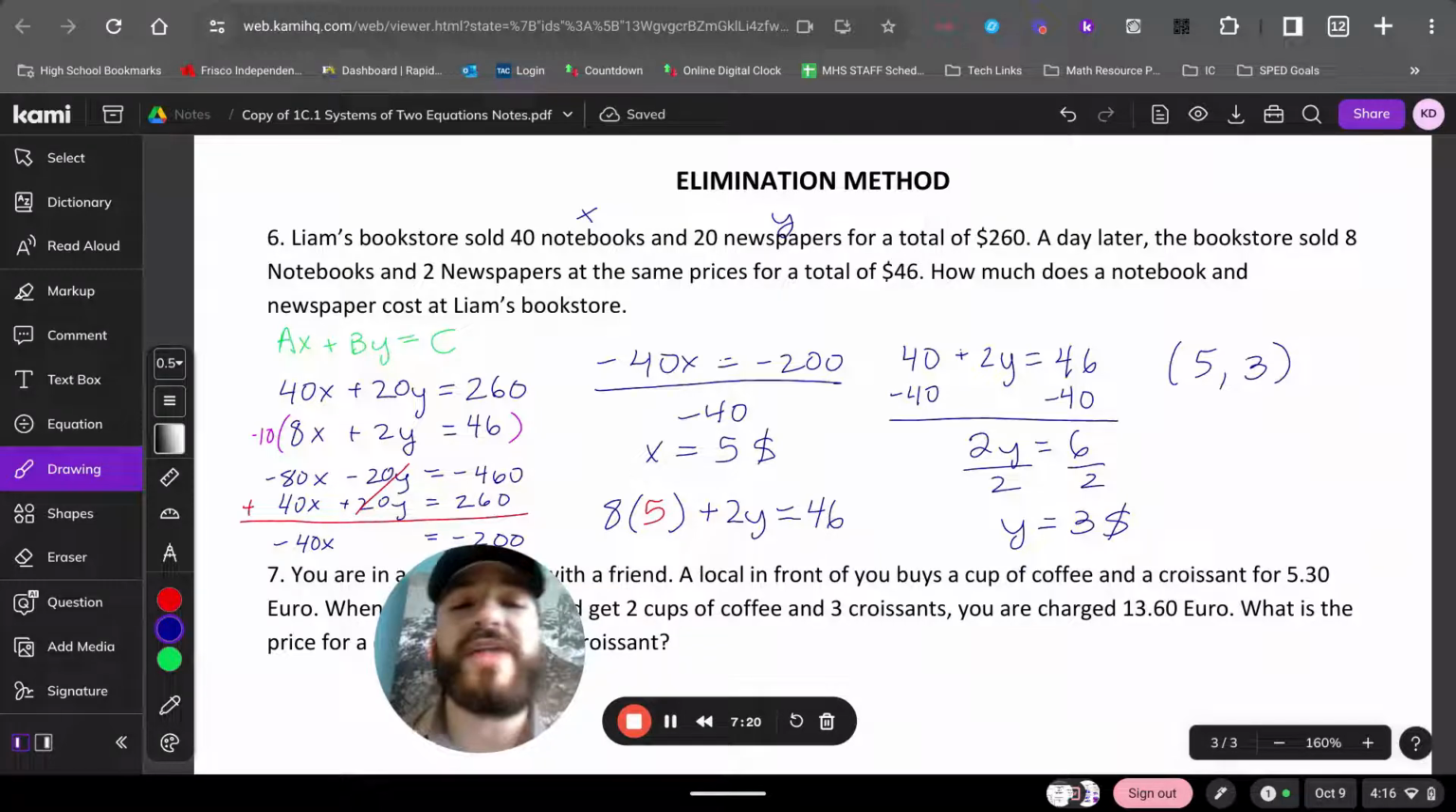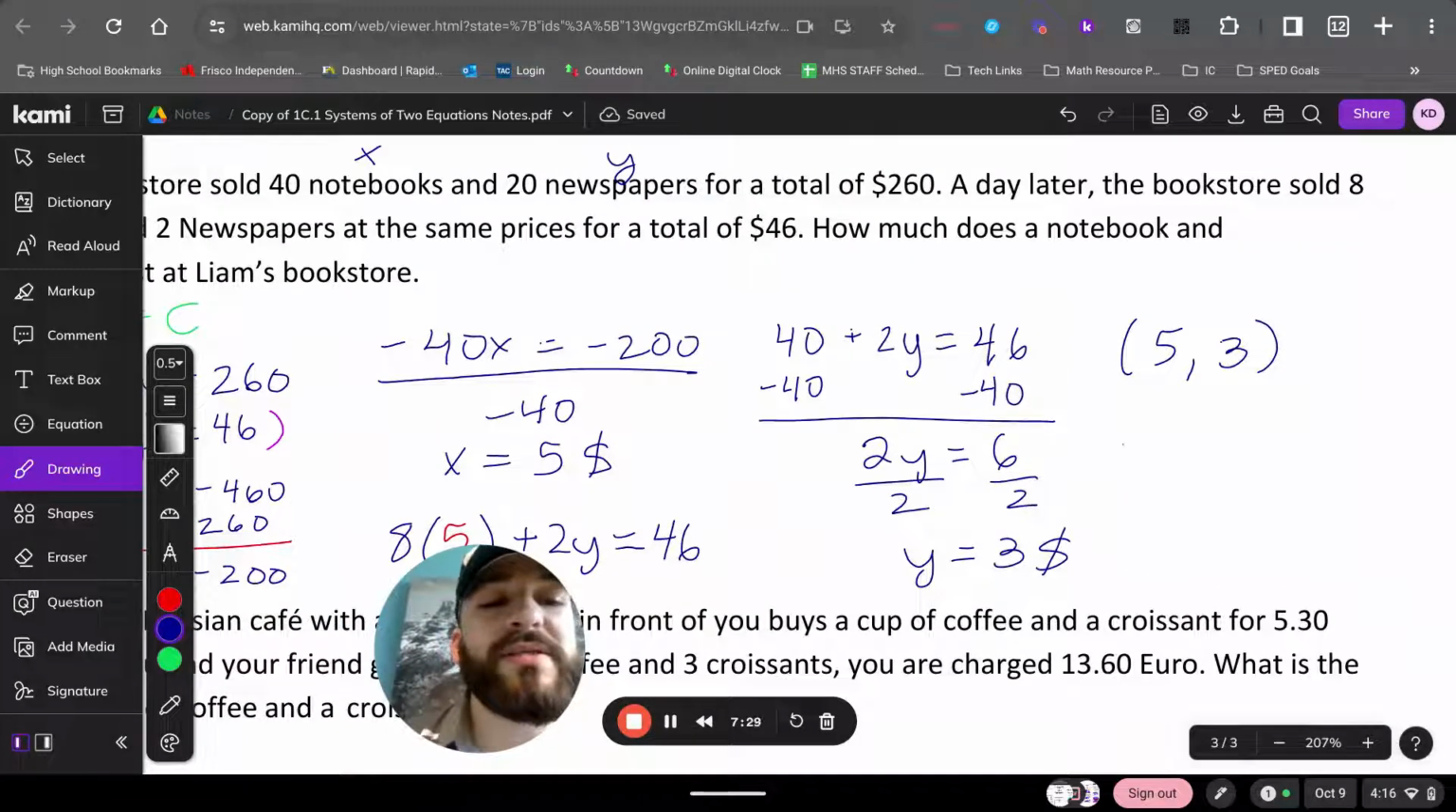But of course, for our exact question, we don't necessarily care about the point. We do care about the actual cost of each one. So our notebooks were x, so notebooks are $5. And our newspapers were y, so newspapers are $3.